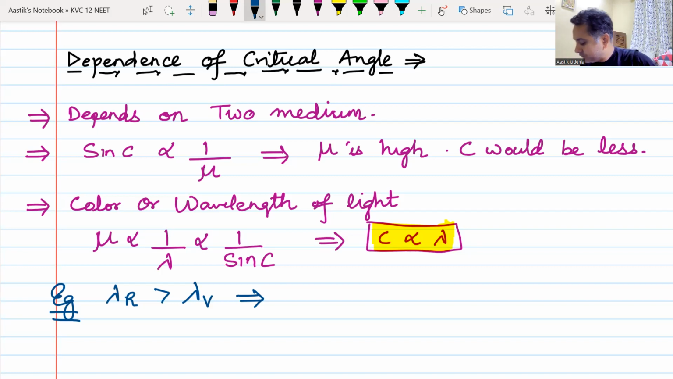Sir, red light will be more. Critical angle for red light will be greater than critical angle for violet. Remember these small things. These small things will make a lot of difference in your eventual answers.